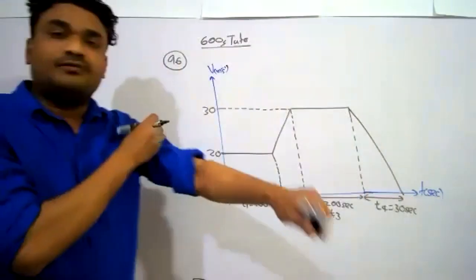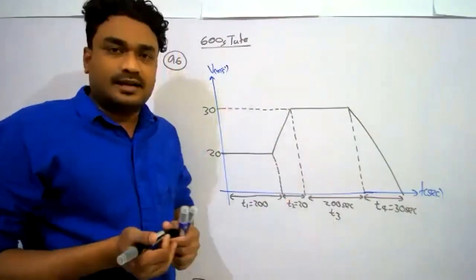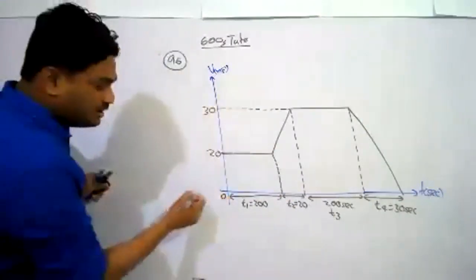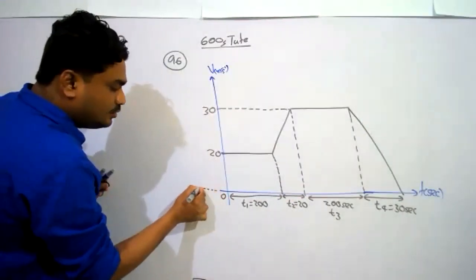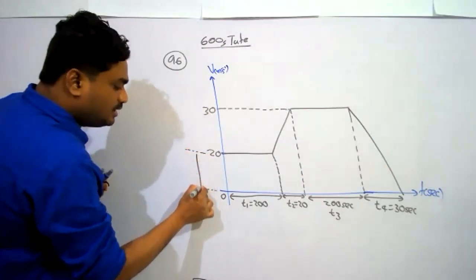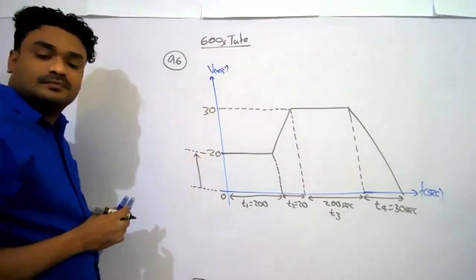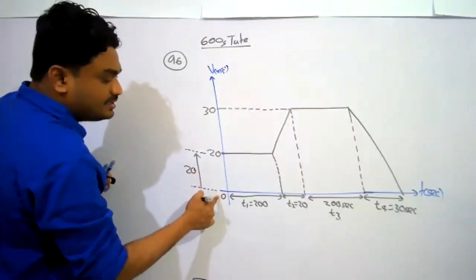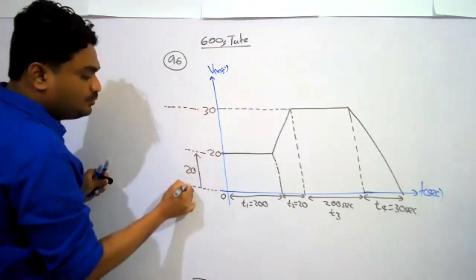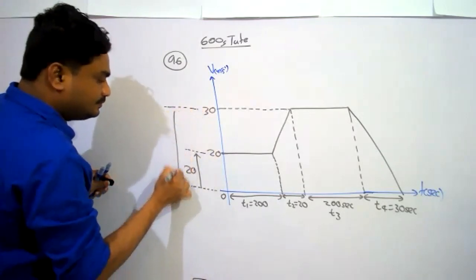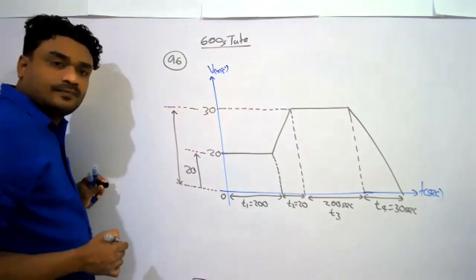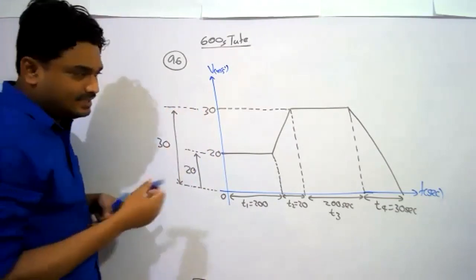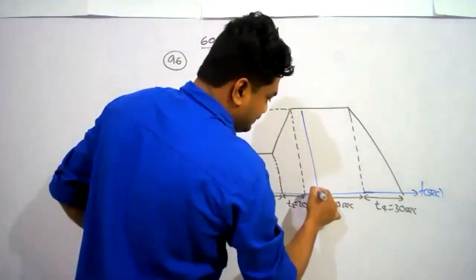We have already drawn this graph, so even if you didn't hear me, it's okay. This is 0. My question is, if this is 0 and this is 20, what should be this height? 20, very good. If this is 0 and this is 30, what should be this height? 30. If it is 30, what should be this height?